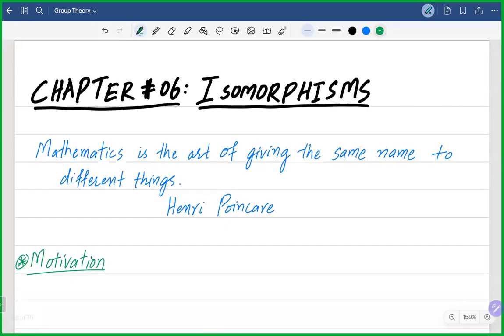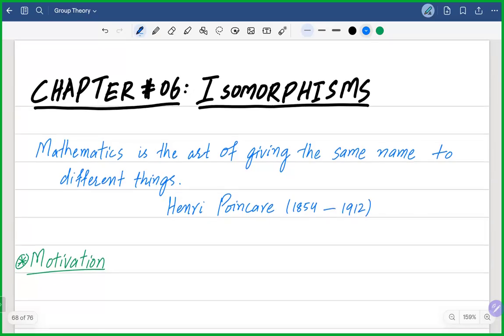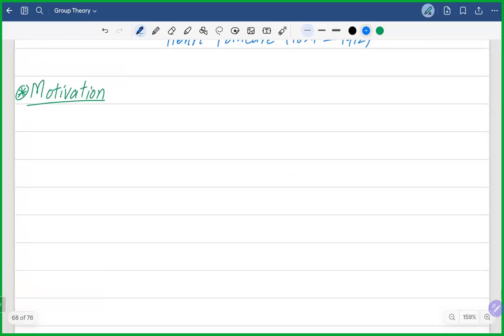Okay, so we will start chapter number 6, Isomorphisms. I'll present the quote by Henry Poincaré that mathematics is the art of giving the same name to different things. Henry Poincaré lived between 1854 and 1912. Okay, so isomorphisms. Let's talk about the motivation.